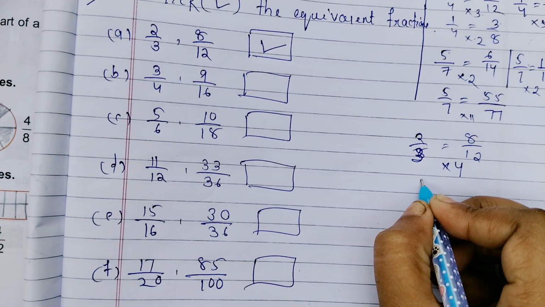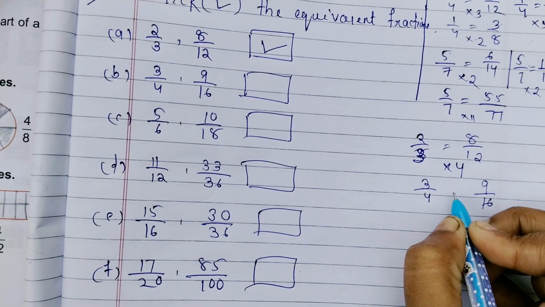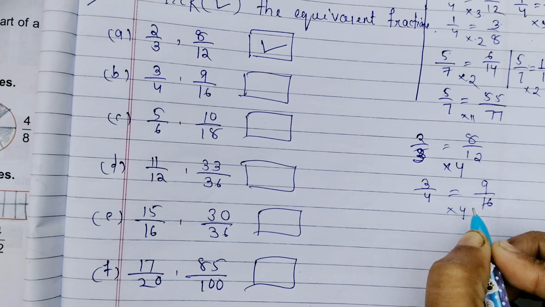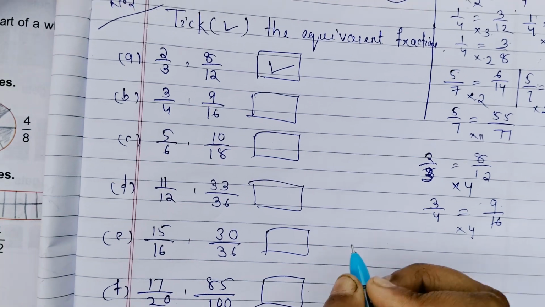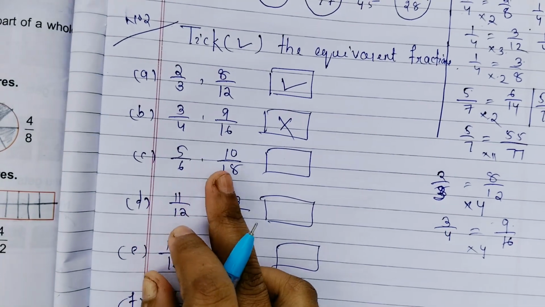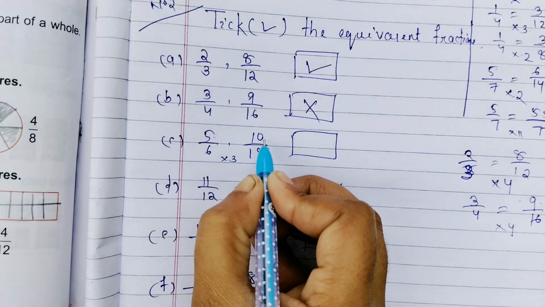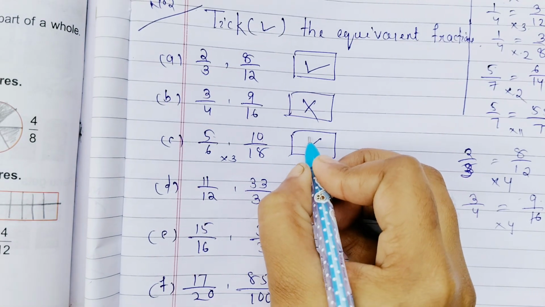Then 3 by 4 and 9 by 16 is an equivalent function. 4 times 4 is 16, then 3 times 4 is 12. But here it is written 9. So it is not an equivalent function. Then 5 by 6 and 10 by 18. 6 times 3 is 18, then 5 times 3 is 15. But here it is written 10. So it is not an equivalent function.